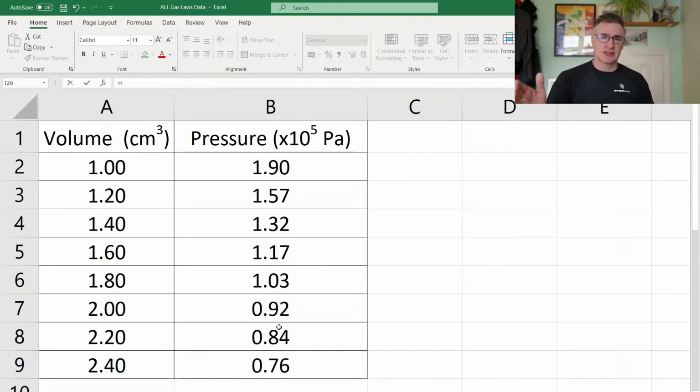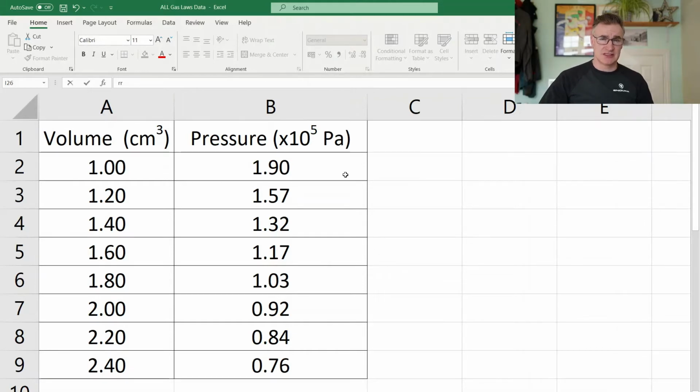Now, if you're doing this as an experiment in class, you would typically pick your different volumes and then measure the pressure, but you would repeat it another 2 times and work out the average pressure. In this instance, we only have one set of data, which is good enough for the explanation. So we have our volume column and our pressure column. The volume is in cubic centimeters, the pressure is times 10 to the 5 pascals. You can see that as the volume increases, the pressure decreases.